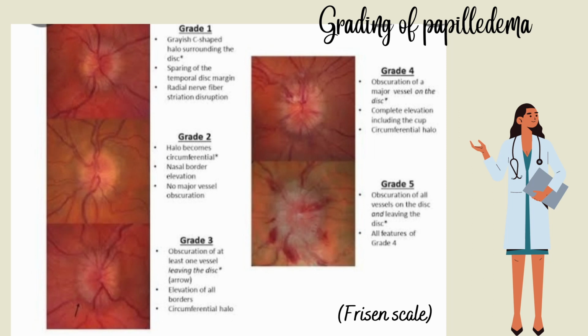Under grade 1, you remember, it is a C-shaped halo, with sparing of the temporal disc margin. Grade 2, that halo will become circumferential, and there is no major vessel obscuration. Under grade 3, there is obscuration of at least one vessel on the surface of the optic disc. Under grade 4, all major vessels will get obscured. Under grade 5, obscuration of all vessels on the disc and leaving the disc, and all other features of grade 4 will be there in grade 5. So these are all the 5 grades of papilledema.